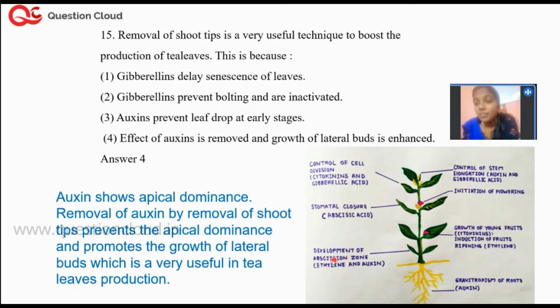Next is development of the abscission zone. Okay, and to create the leaf abscission zones, you require ethylene and oxalate. Okay, ethylene has another function too. Ethylene is a plant hormone, and it is important for ripening of fruits.